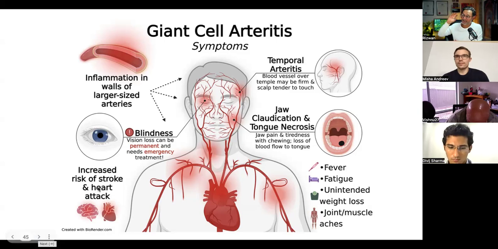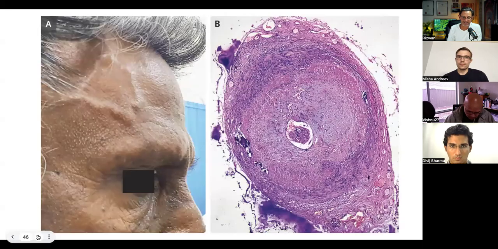So whenever you talk about any autoimmune condition, guys, just keep in your mind fever, lethargy, and joint aches and pains are like a gold standard for any autoimmune condition, be it rheumatic fever, be it giant cell arteritis, be it any other autoimmune condition. Now, I like this figure.